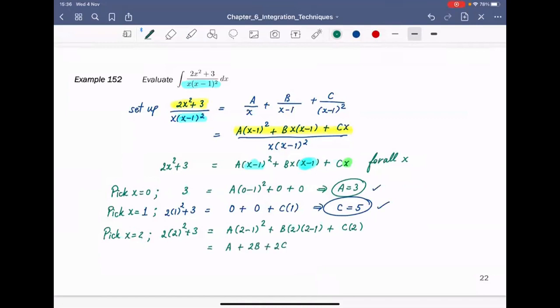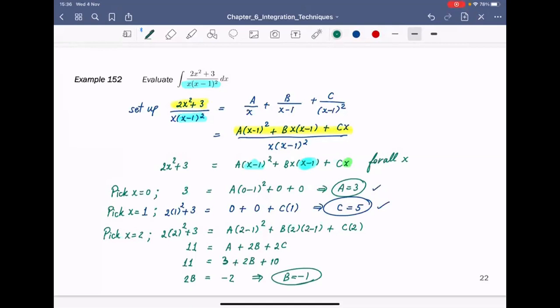On the left hand side is 11, right? 8 plus 3 is 11. That means 11 equal to a, which is 3, plus b, which is the one you want to solve, plus 2c. C is 5, so 2 times 5 is 10. This is going to be b equal to negative 2 plus... I mean b equal to negative 1. Sounds good? The last x that I picked was just a random one, so I can solve for b.